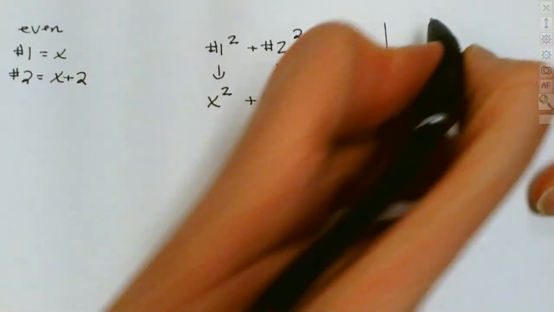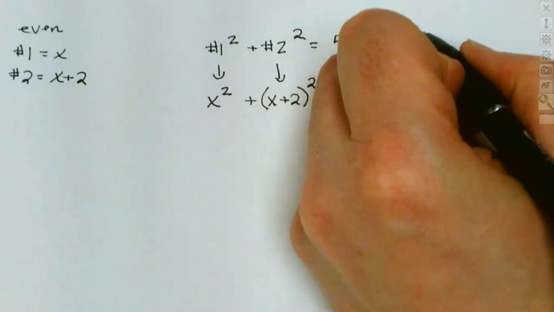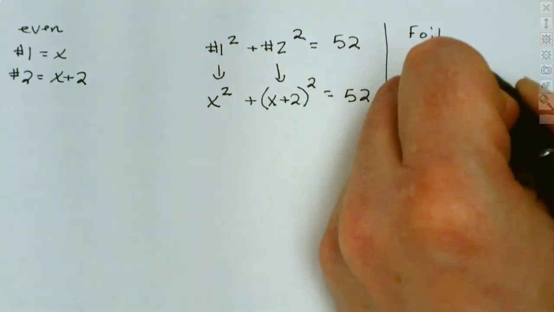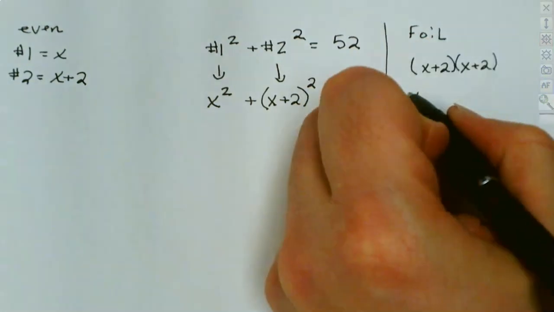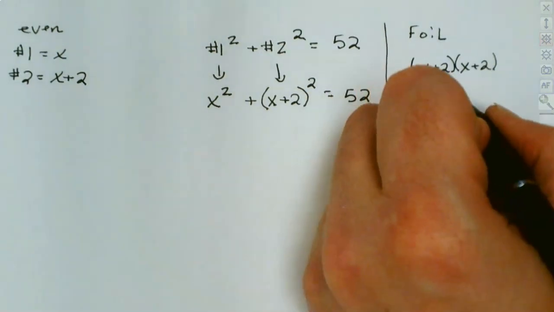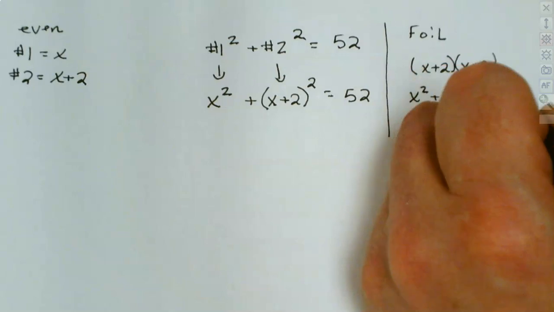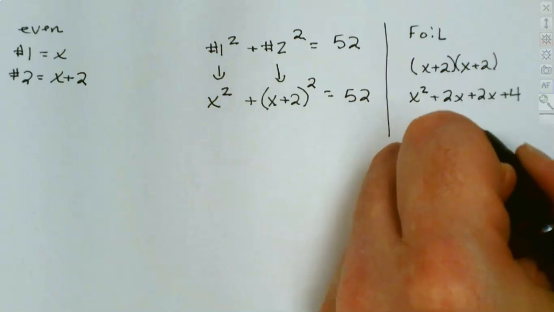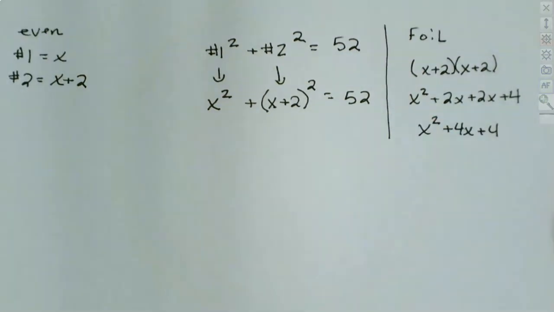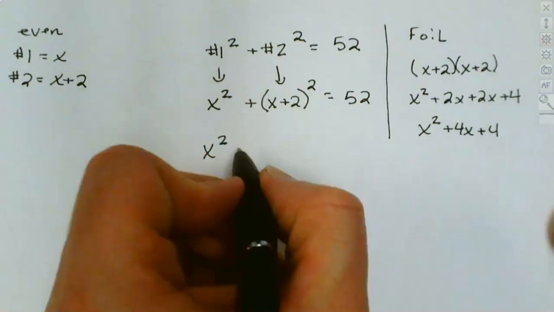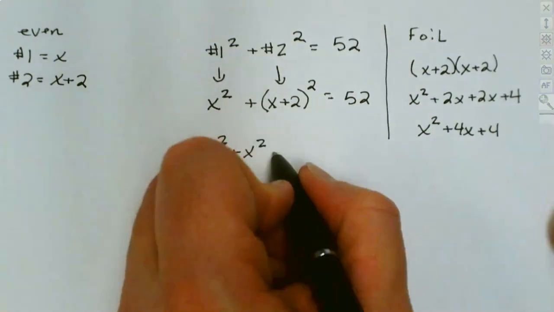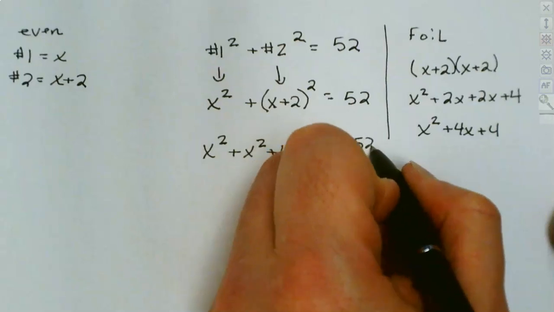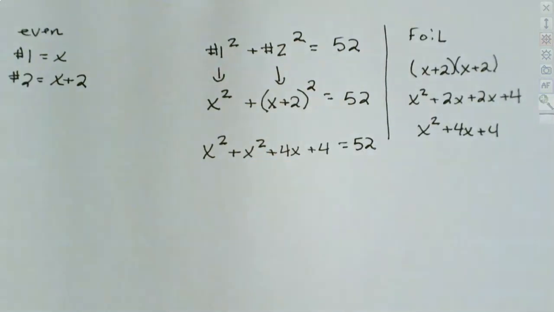So let's go ahead and take our x plus 2 quantity squared and FOIL it out. So we've got x plus 2 times x plus 2. We FOIL, and that gives you x squared plus 2x plus 2x plus 4. And that condenses into x squared plus 4x plus 4. So rewriting, we now have x squared plus x squared plus 4x plus 4 equals 52. So we've got our equation set up.